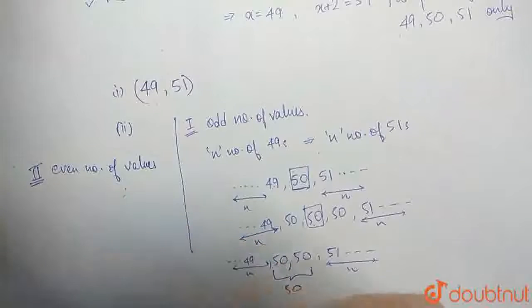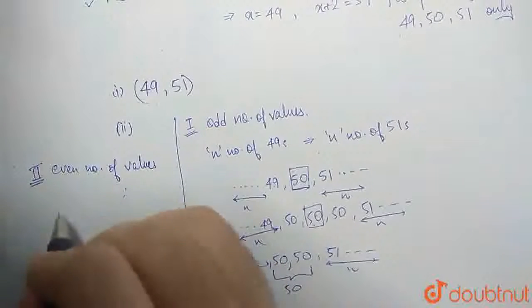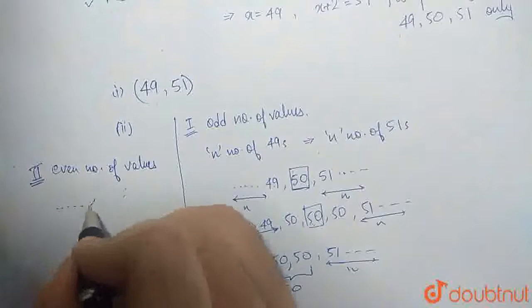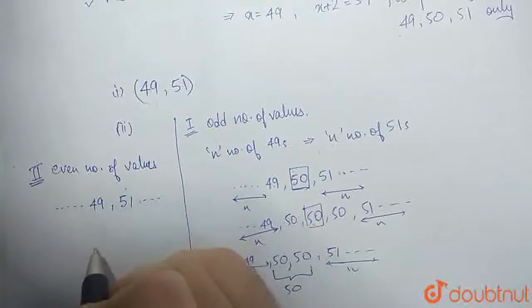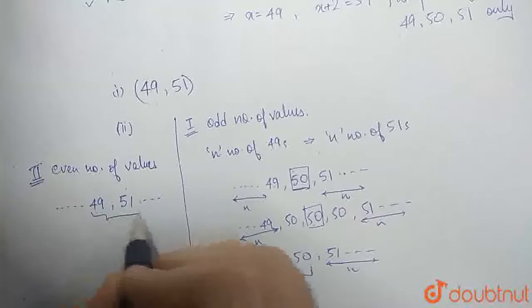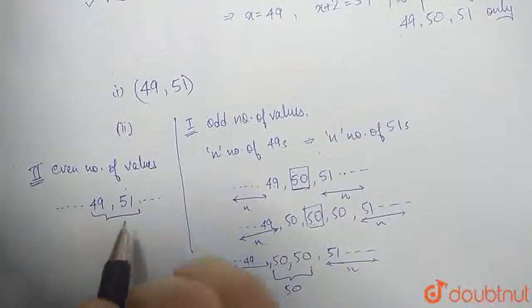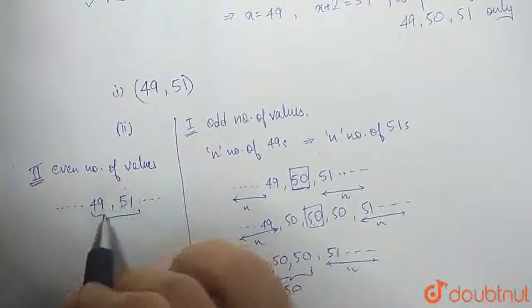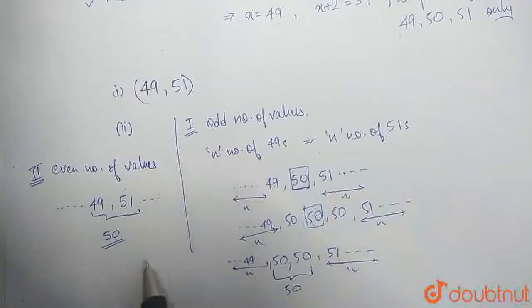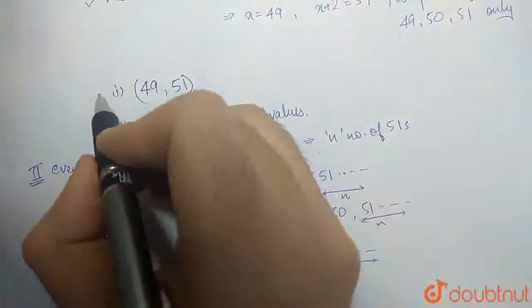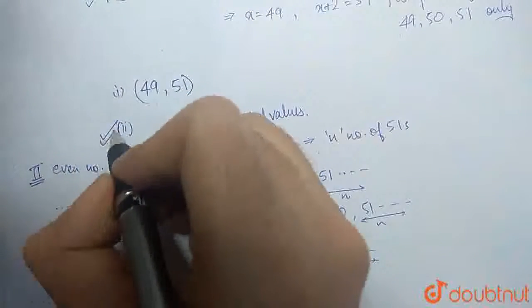But suppose there are zero 50s. Now what we have here is n numbers of 49 followed by n numbers of 51. So the centermost values would be 49 and 51. In an even number of values, we get two centermost values, so we take their average. Again their average here would be 50. So in all these cases the median is always 50. Therefore we conclude that statement 2 is true.